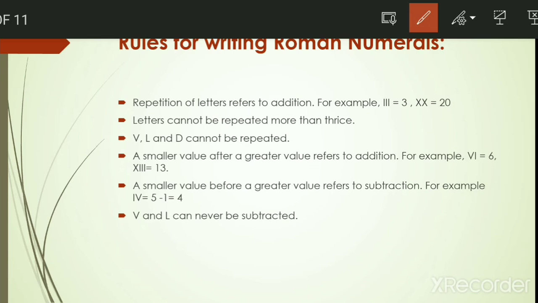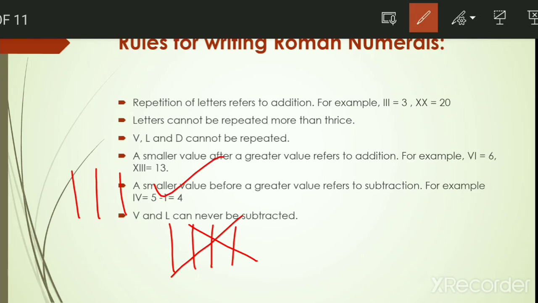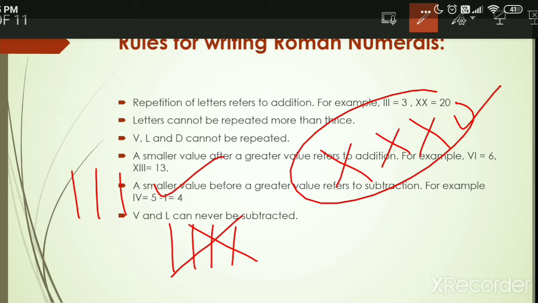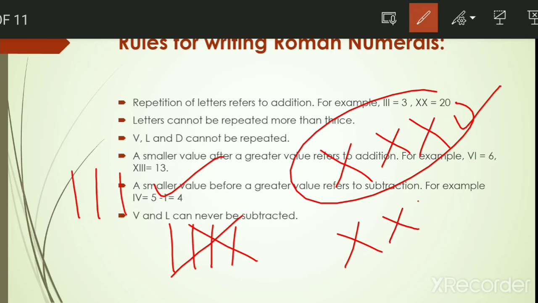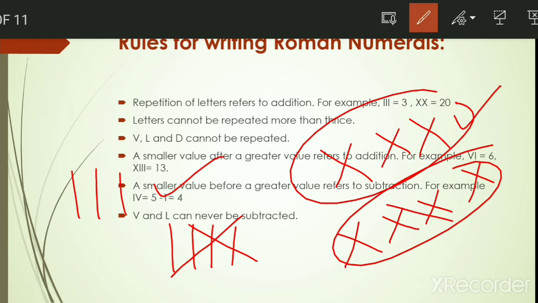Now second, a letter cannot be repeated more than thrice. So if you're writing one I, this is okay, but you cannot repeat any letter more than thrice. If you're writing I four times, this is wrong. If you're writing XXX, this is correct, as this means 30, but more than 3 times you cannot repeat. For example, XXXX is incorrect.